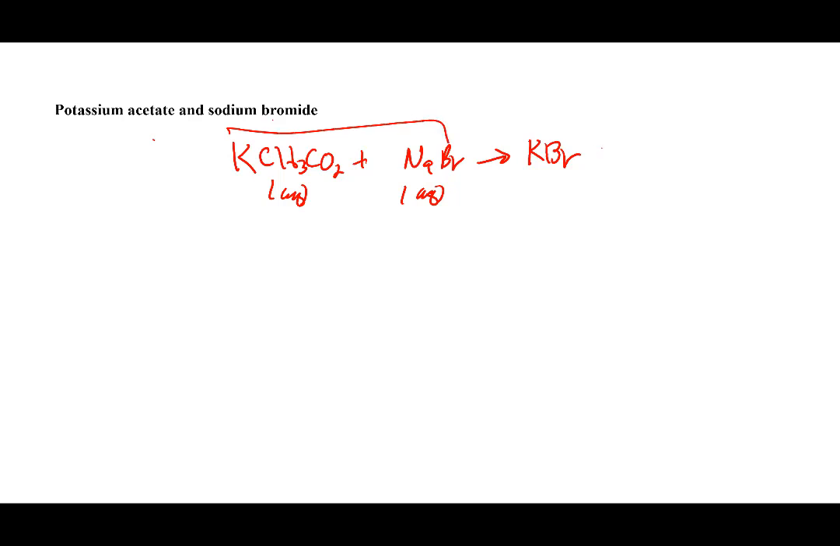Potassium acetate and sodium bromide, that's going to be KCH3CO2, that's aqueous, plus sodium bromide is NaBr, that's aqueous. That's going to go to make potassium bromide. Potassium goes with the bromide, sodium goes with the acetate, plus sodium acetate. Aqueous.